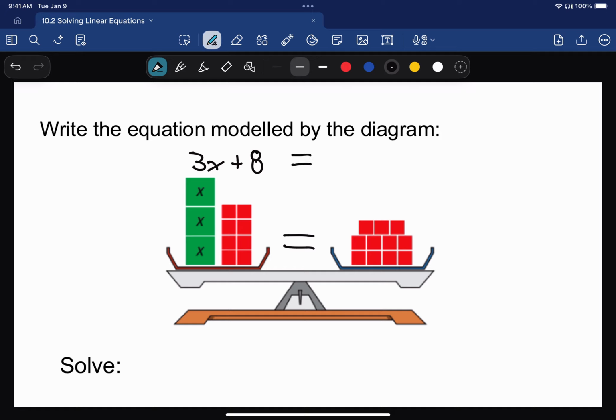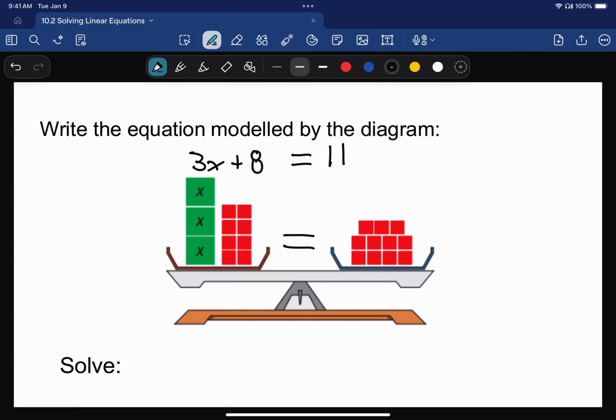And on this side, we have how many? 8, 9, 10, 11, it looks like. 11 on this side. So that is exactly how we create an equation modeled by the diagram. We just count up the blocks and we write it out. So 3x plus 8 equals 11.